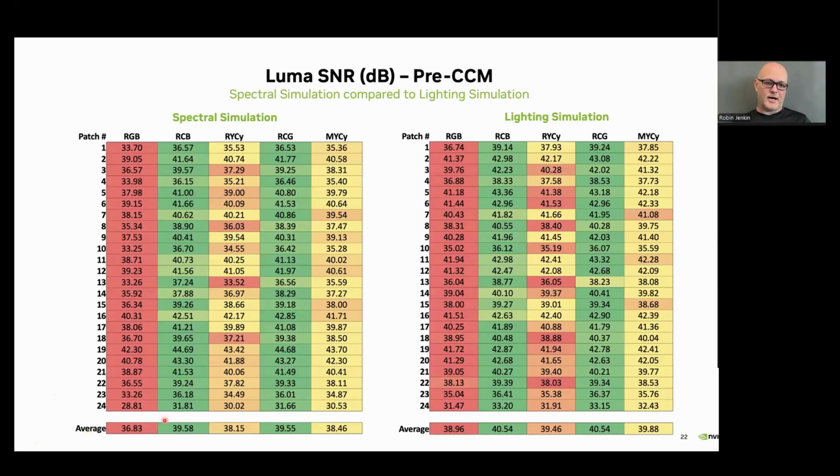Looking at just the averages, the order looks to be around about the same. So we've got the RCB and the RCG, which are coming out the best in the pre-CCM because of those clear channels. The RGB coming out the worst, and the MYCY somewhere in the middle. So the order seems to be matching, which is really satisfying that we can do this.